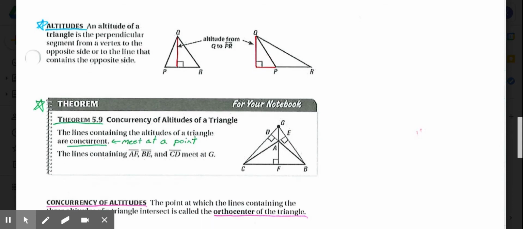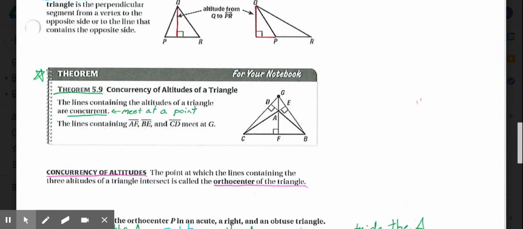So then, concurrency of altitudes of a triangle. Theorem 5.9. So if we're dealing with just altitudes, yet again, those lines are concurrent, meaning they cross at a single point. So in this case, all of our altitudes would meet here at point A. So the lines AF, BE, and CD, those are all labeled wrong now that I look at it.